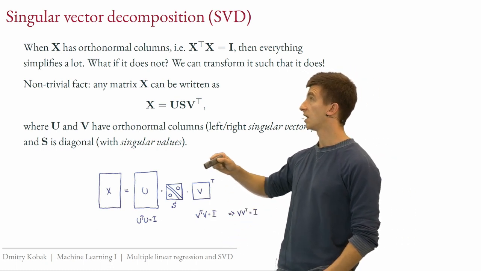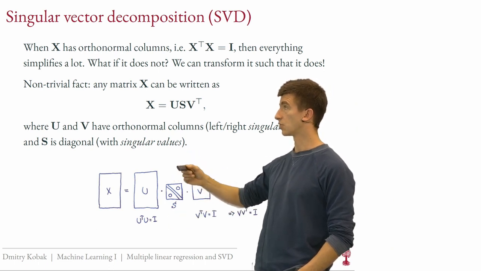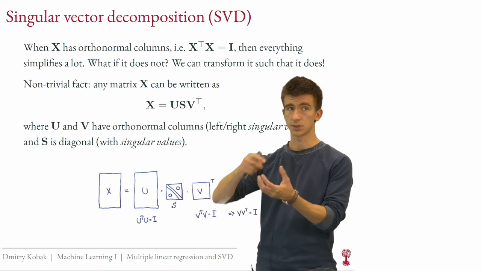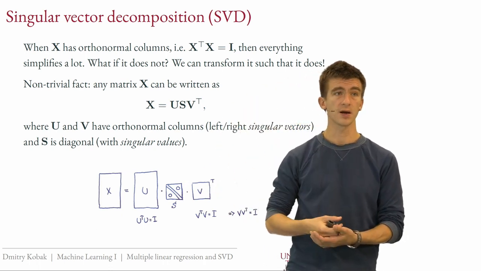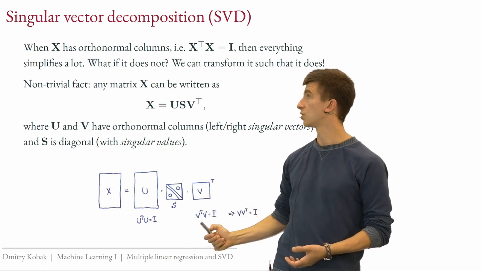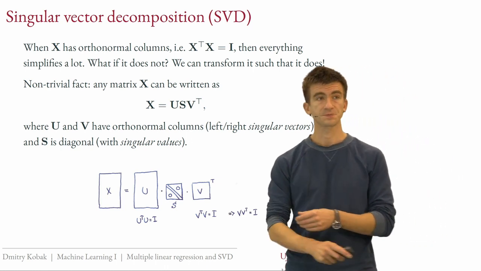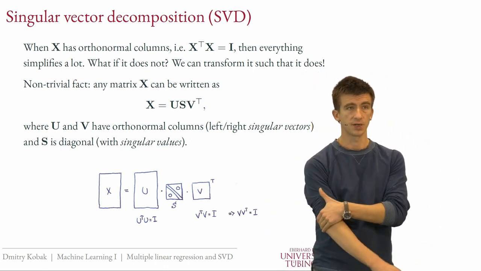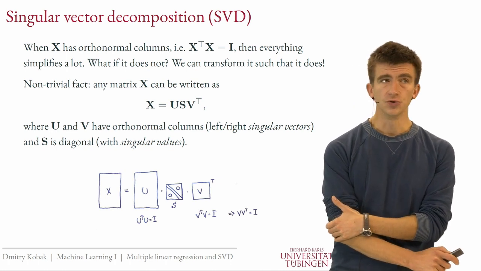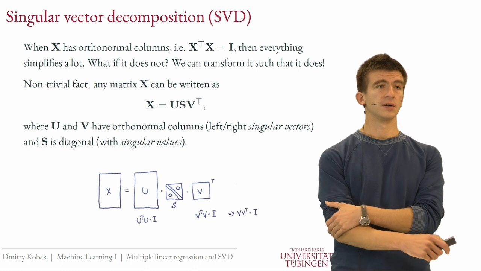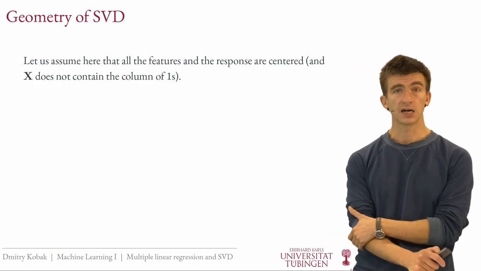And in this case, I'm assuming that X has more columns than rows. Then the matrix U is also tall. It has more rows than columns, but S and V are square. And for a square matrix, if this holds, then actually this also holds, which we may need to discuss separately in the tutorial time. For now, we just assume that this is possible to write with any matrix. So will it help us?